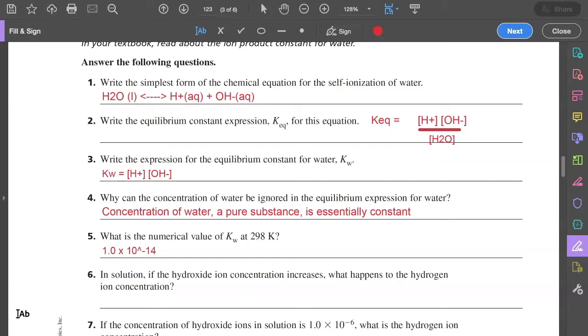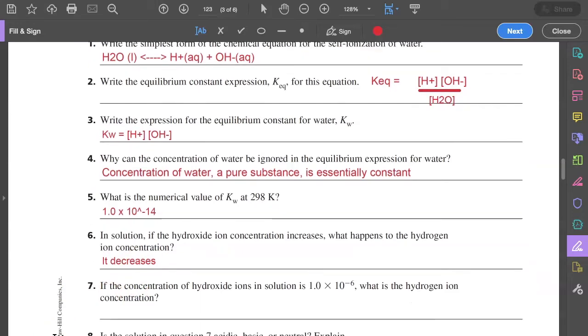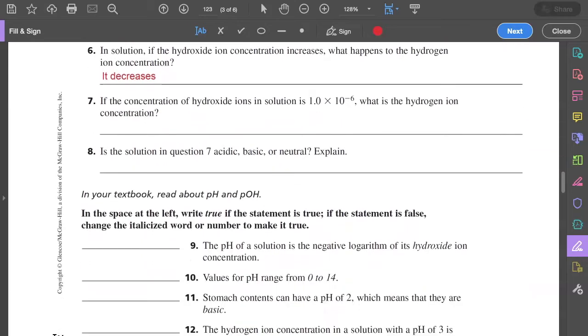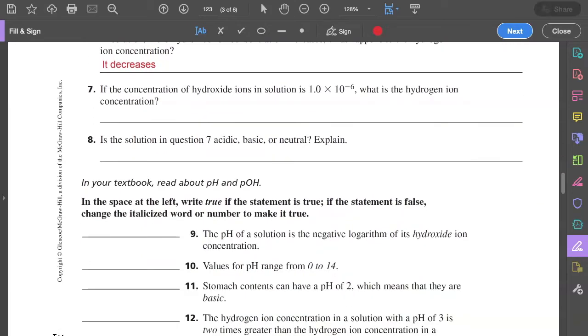In solution, if the hydroxide ion concentration increases, what happens to the hydrogen ion concentration? The answer, it decreases. Yes, these are inversely related. Number 7, if the concentration of hydroxide ions in solution is 1 times 10 to the negative 6th, what is the hydrogen ion concentration?